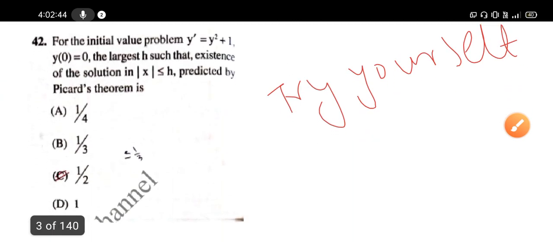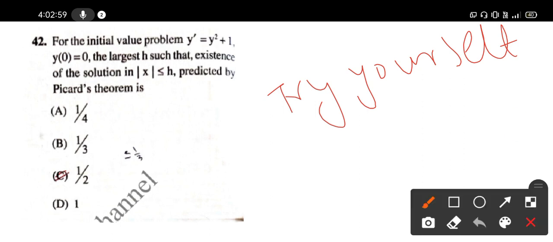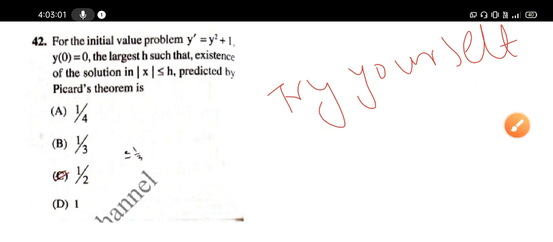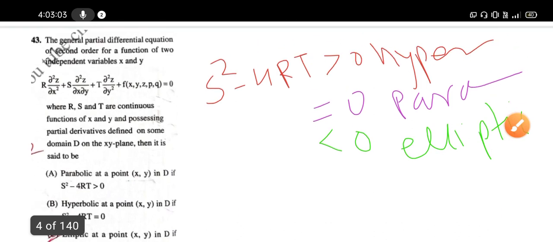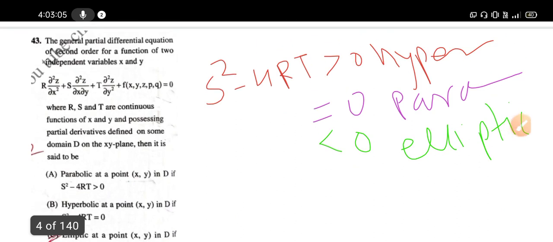Next question. For the initial value problem y dash is equal to y square plus 1, y of 0 is equal to 0, what is the largest h such that the existence of a solution in mod x less than or equal to h is predicted by Picard's theorem? Your answer is 1 by 2. Try it yourself.